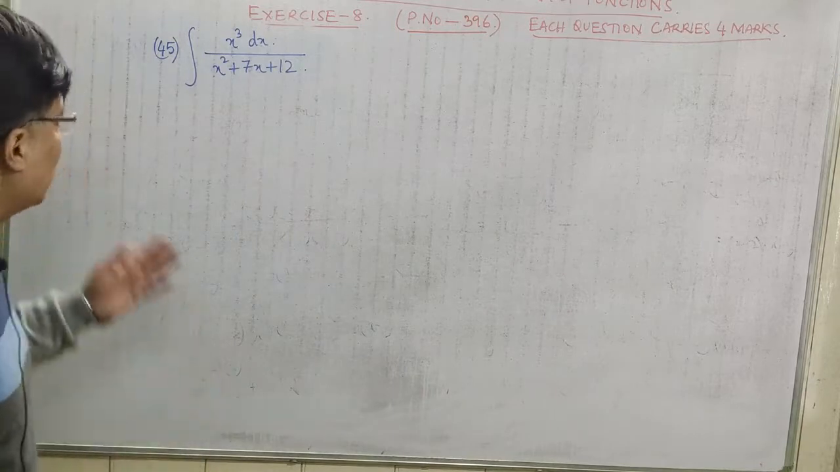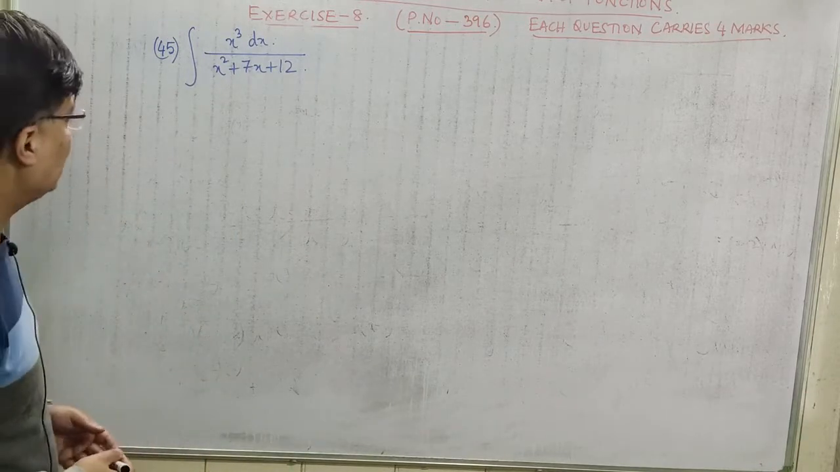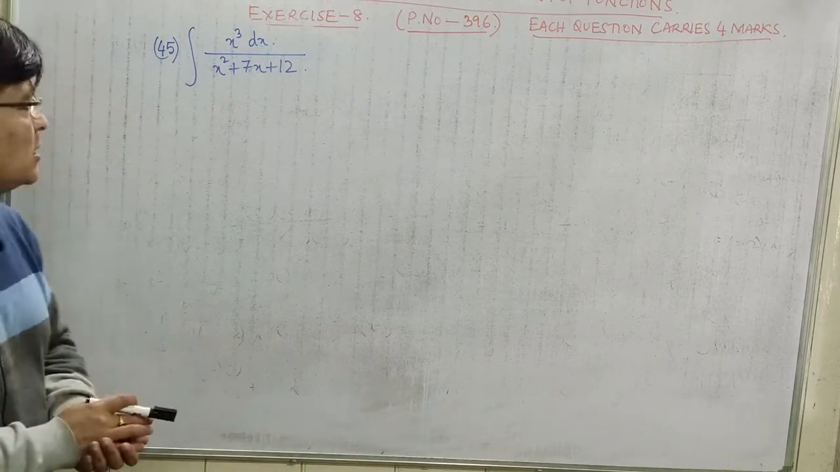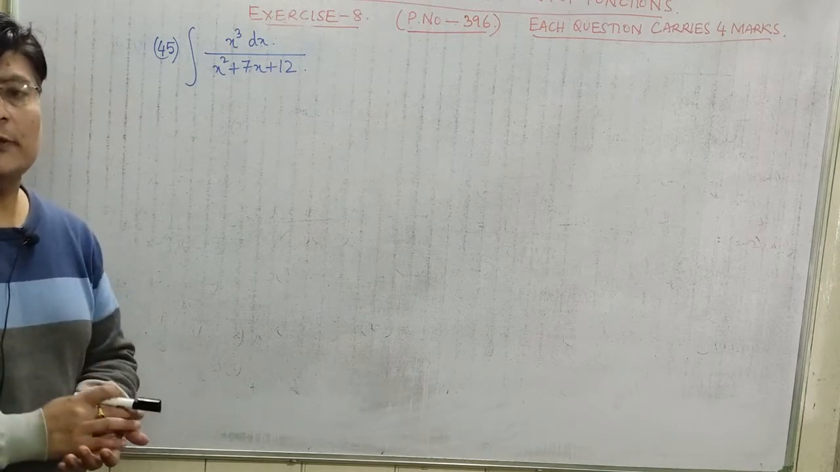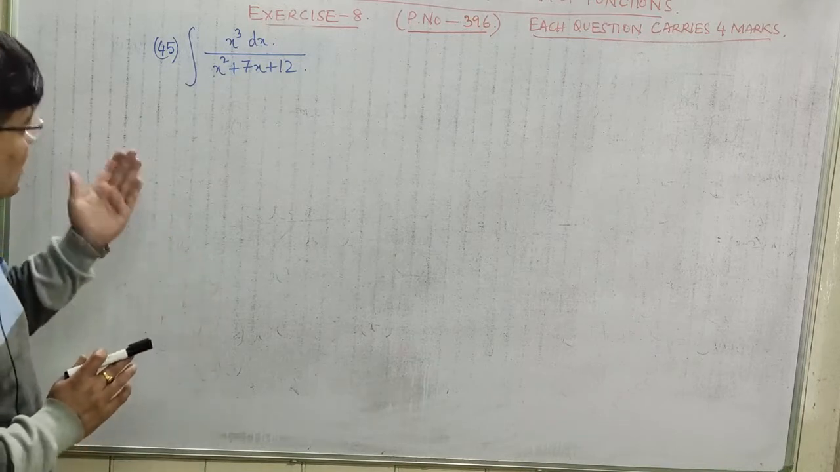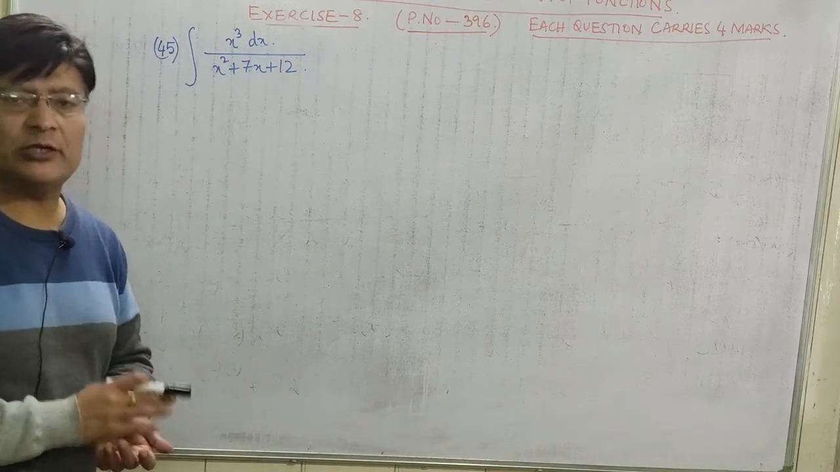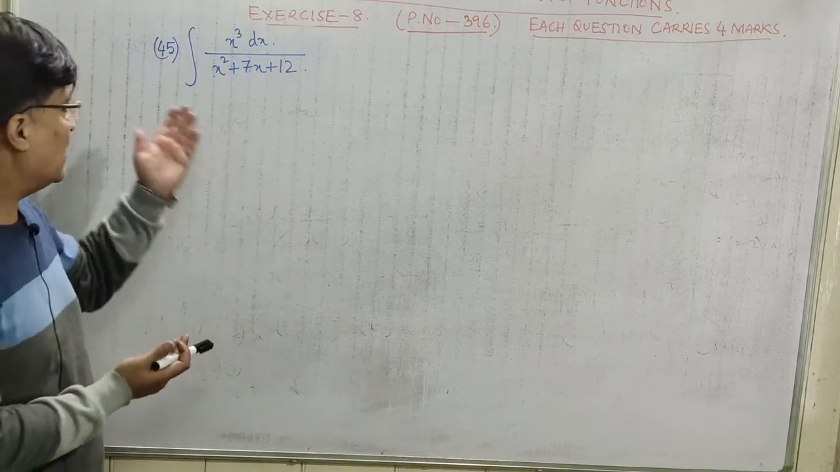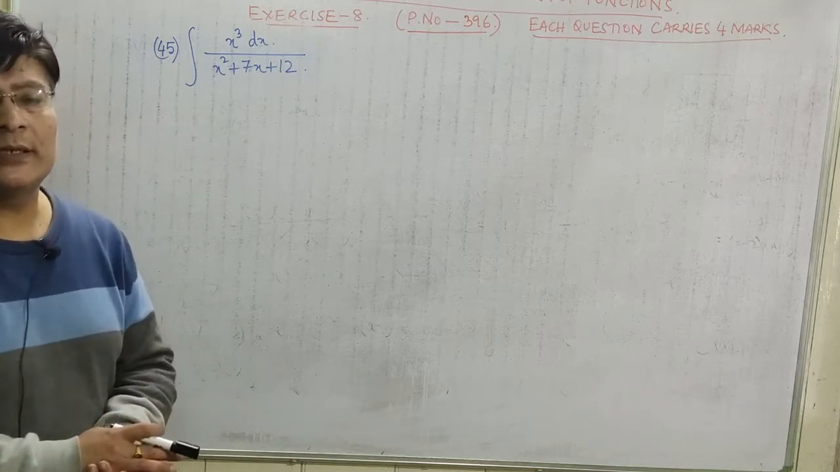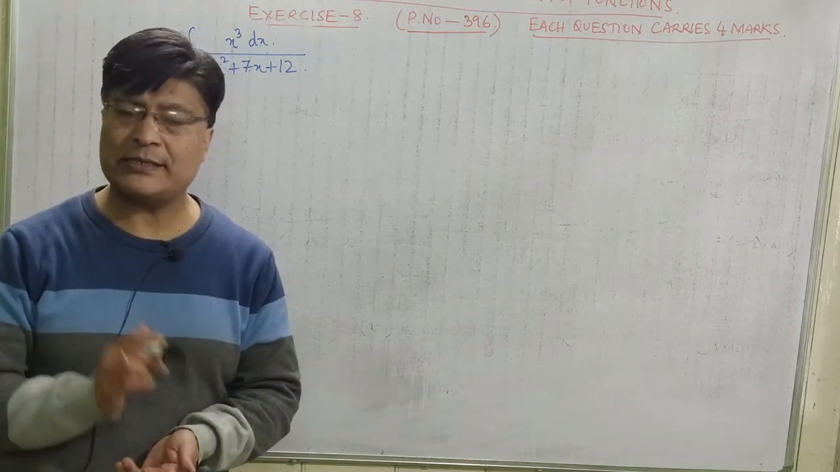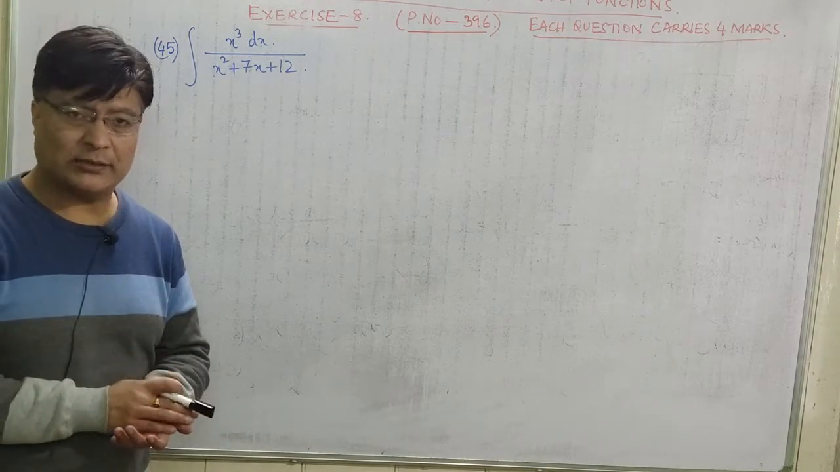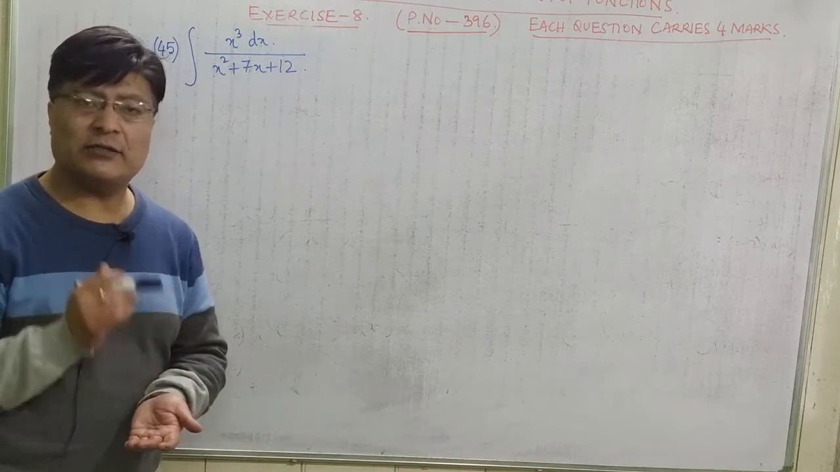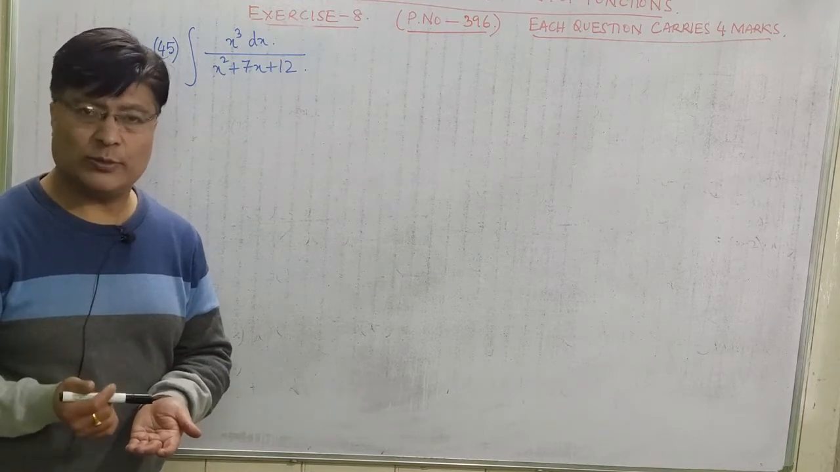So now we'll do the next problem, that is question number 45. The question is the integral of x cube dx divided by x square plus 7x plus 12. In this case, the highest power of x in the numerator is 3, and in the denominator it is 2. That is, the highest power of x in the numerator is greater than the highest power of x in the denominator. So that means you have to divide the numerator by the denominator.